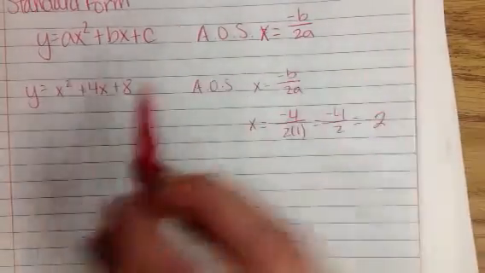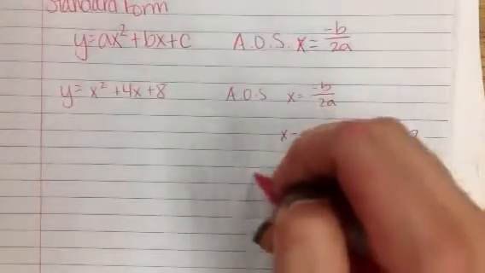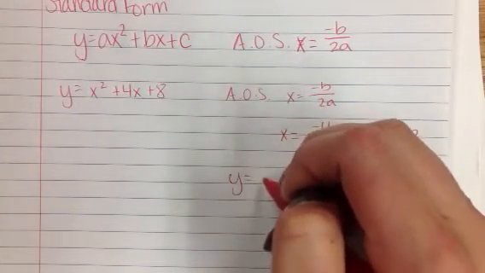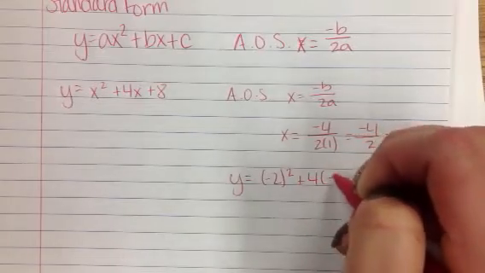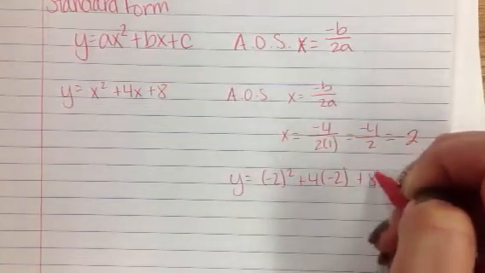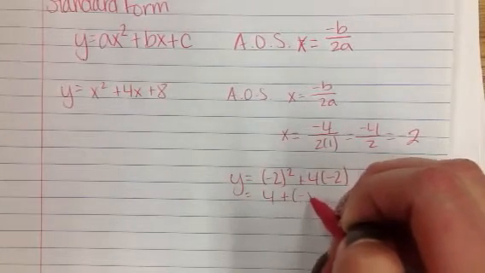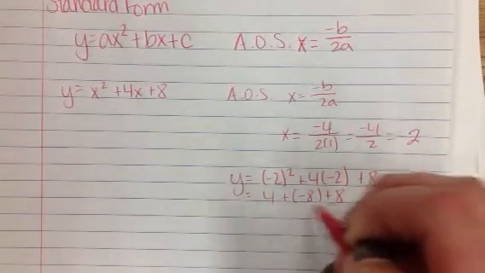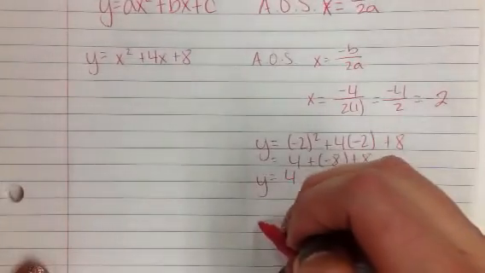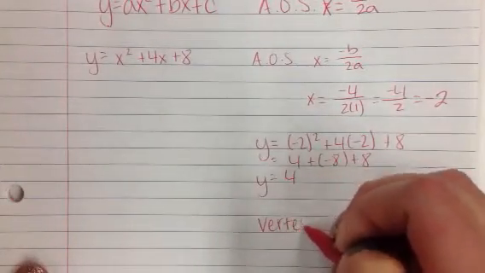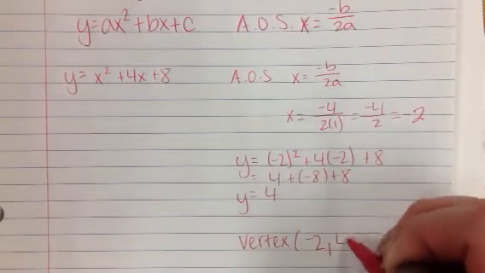I then need to plug that back into my equation to solve for y. So y equals negative 2 squared plus 4 times negative 2 plus 8. 4 plus negative 8 plus 8. Those cancel out and we just get y equals 4. So my vertex is going to be at negative 2, 4.